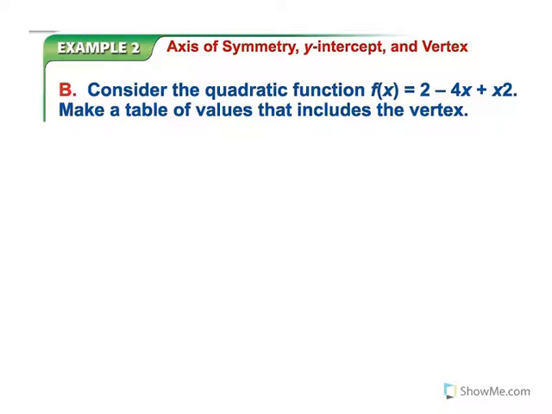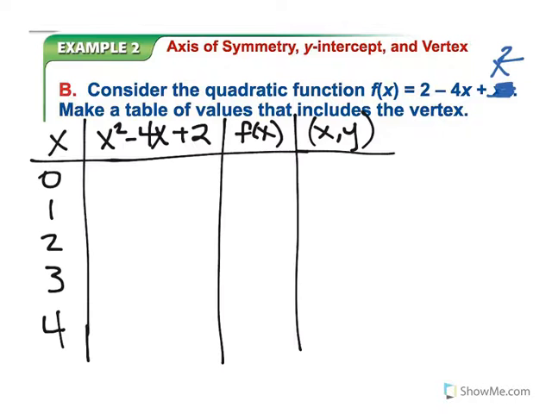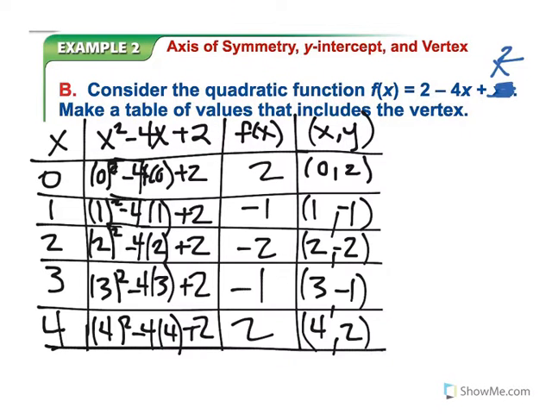The next piece, it says consider the quadratic function and make a table of values that includes the vertex. So let me actually fix that equation again. So just like we did on the first example, we're going to have to make a table of values. We need to make sure that we include x equals 2. So I just chose the numbers 0 through 4, and we're going to plug in just like we did on the first problem. So I took the liberty of just filling this out for you. And here's your vertex.